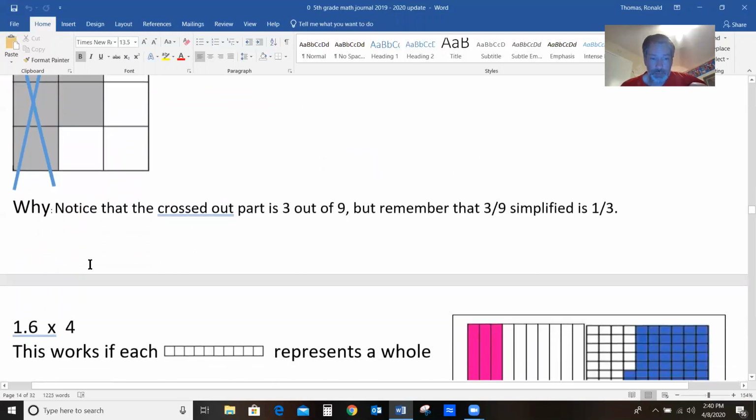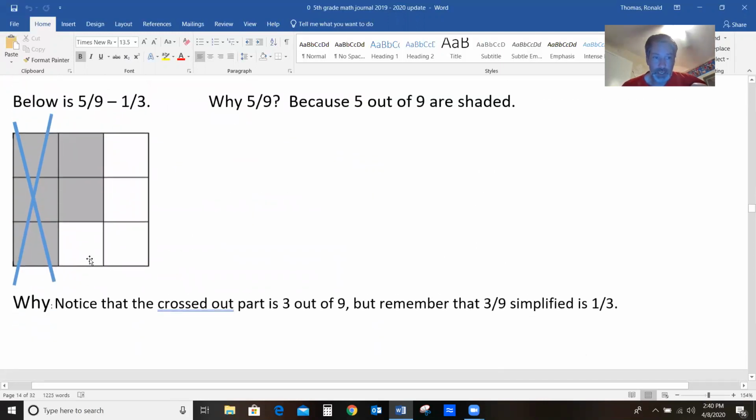Here's another example, the never-ending examples. Below is 5/9 minus 1/3. Well, find a common denominator and work it out. But the picture is showing 5/9 because look, 5 out of 9 are shaded. And you get rid of 1/3. What is going on here? So let's look at it. Remember, 3/3 is 1 whole, right? 1/3, 2/3, 3/3. So 3 are marked off. You see what I'm saying? 3 are marked off. So 5/9 minus 1/3 because 5 out of 9 are shaded.